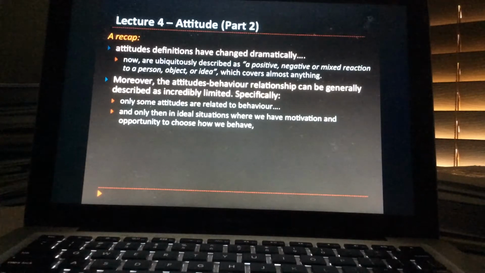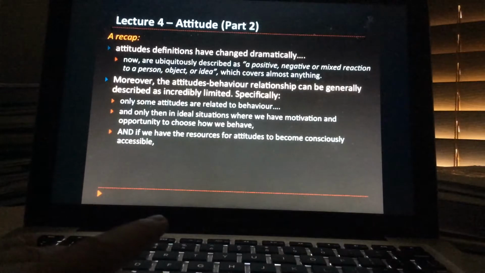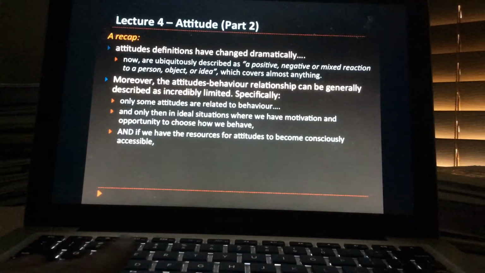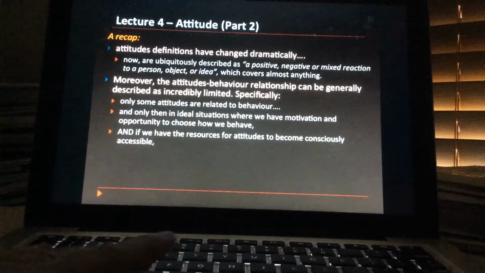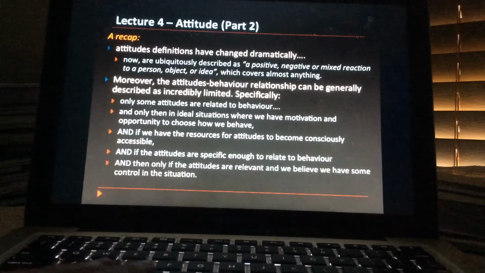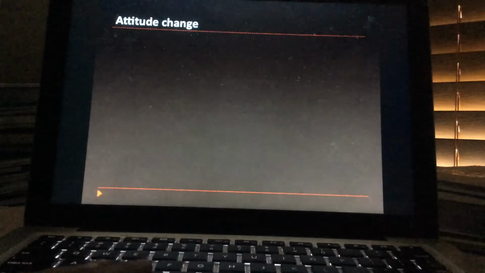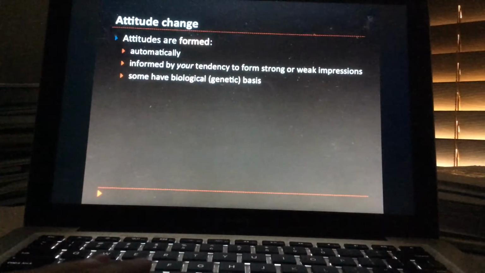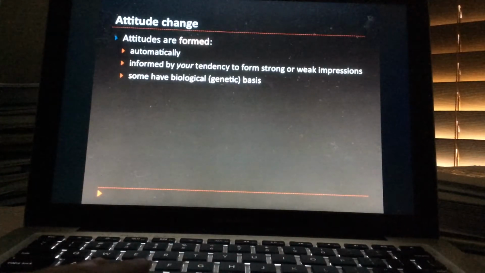So we talked about the theory of planned behavior. It has to do with the attitude, the subjective norms, so what the important people in your life also think, and perceived behavioral control. But we also talked about accessibility and utility and salience, and how all of these things relate to the attitude-behavior relationship.